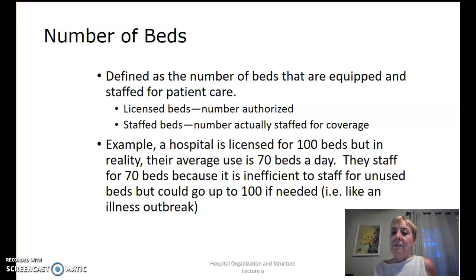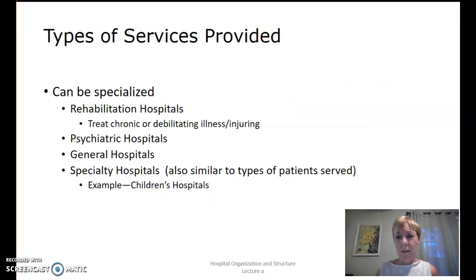So they staff for 70 beds because it's inefficient to staff for beds that aren't being used, but could be if they need it. So for example, you might have a hospital that has 40 beds, and you do a visit there, and you say, geez, I don't see over 20 beds. That just means they have 20 beds staffed and ready for use. But if needed, they could add additional beds or open additional rooms.